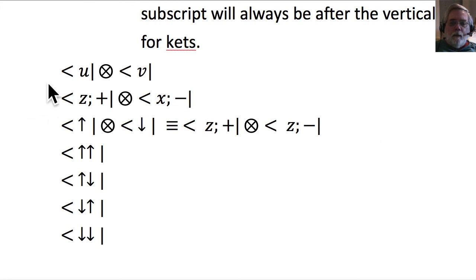So here are some tensor product bras. Bra U tensor product bra V. Bra Z plus tensor product bra X minus. And again, we can shorten the notation. We can have bra up tensor product bra down. And we can put both arrows in the same bra as one combined label inside the bra. We can have bra for up up, bra for up down, bra for down up, and bra for down down.